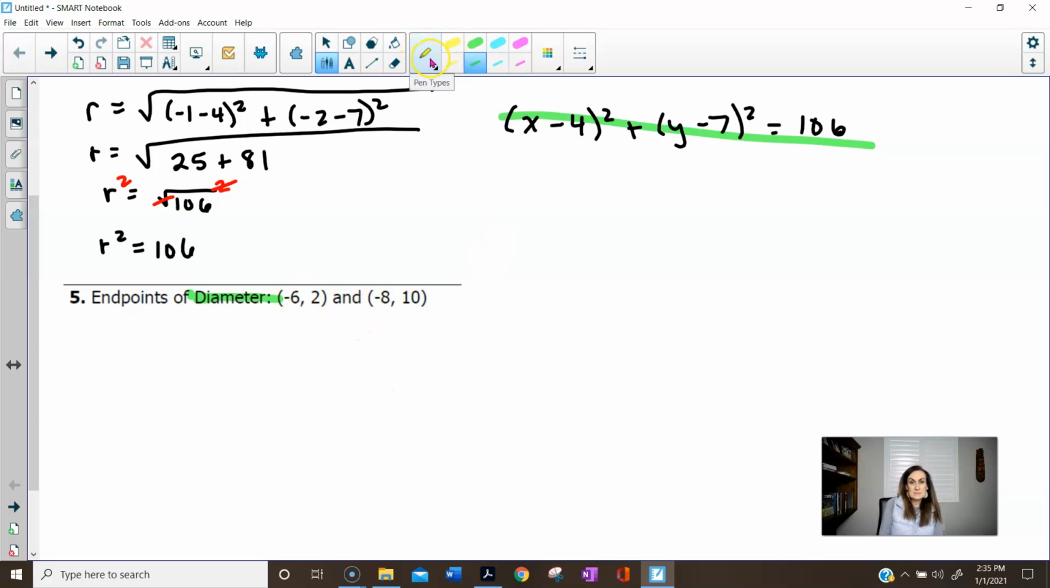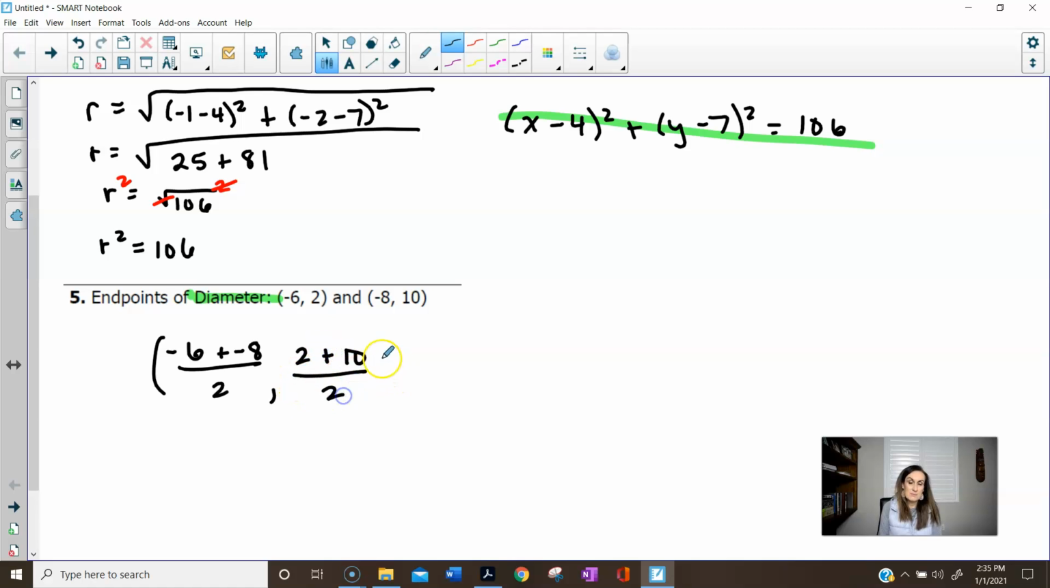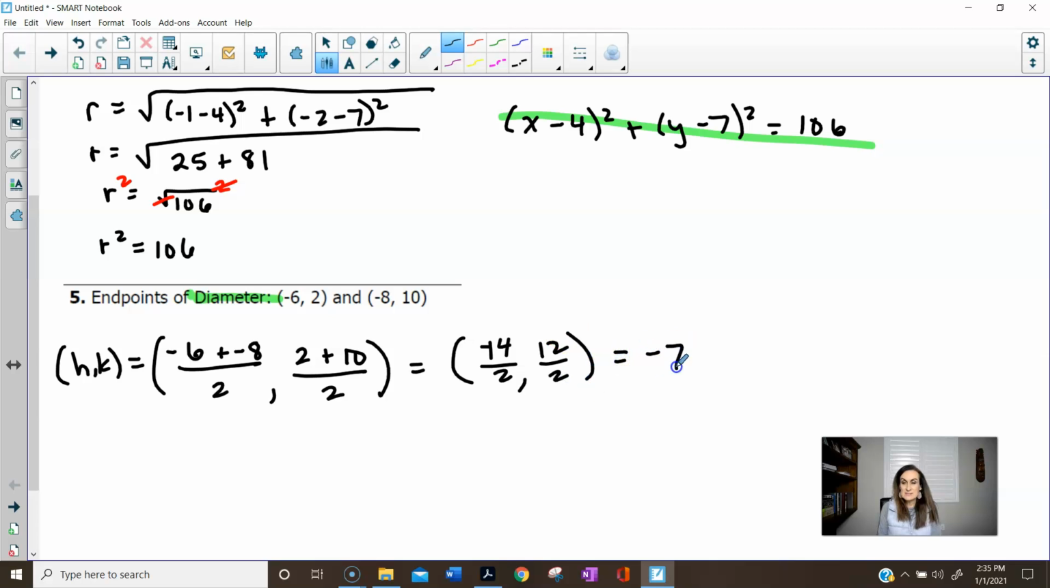The midpoint. So we are going to do -6 plus -8 divided by 2, and then 2 plus 10 divided by 2. And this is going to be my h, k, which is the midpoint. So negative 14 divided by 2 and 12 divided by 2: negative 7, 6. And so here's your h and your k.